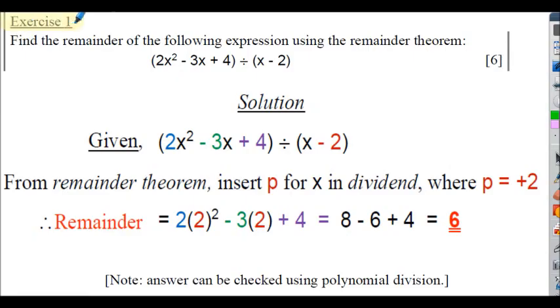Here's exercise 1, the solution. So here's our dividend, 2x squared minus 3x plus 4, our divisor, x minus 2. For remainder theorem, we need to insert the value of p or x in the dividend. In this case, the value of p will be positive 2. So inserting 2 into the above dividend, we evaluate the remainder, which is 6.